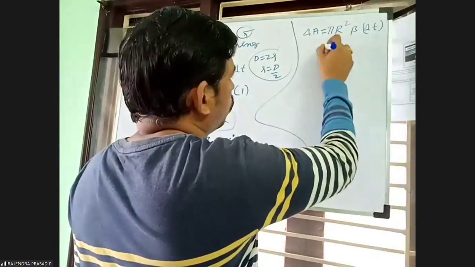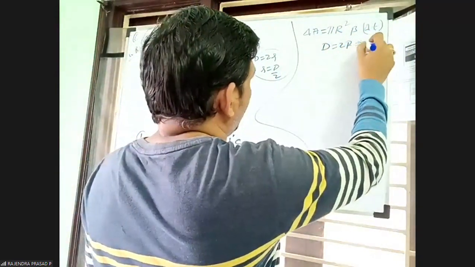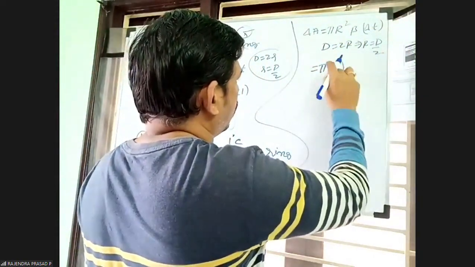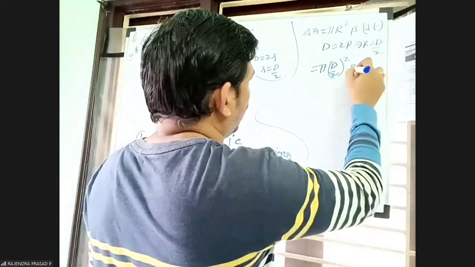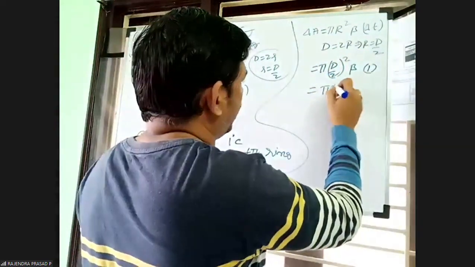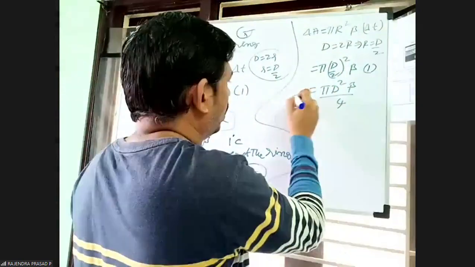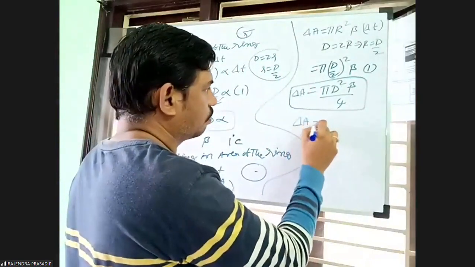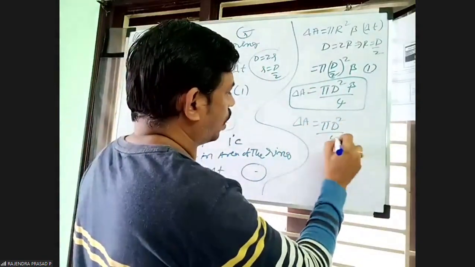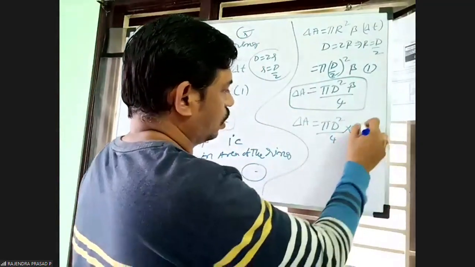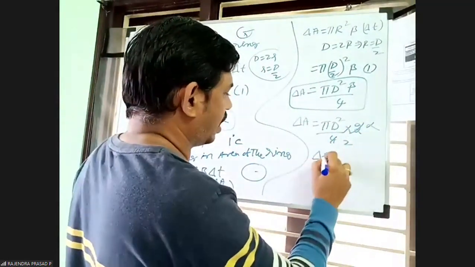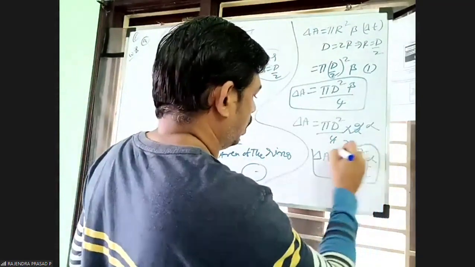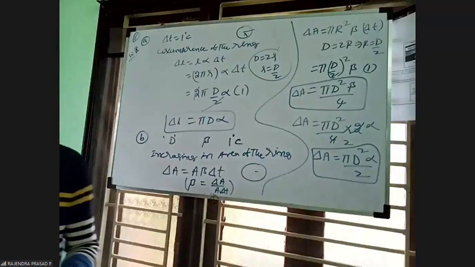D is equal to 2R, so R is equal to D by 2. So delta A is pi into D by 2 whole square into beta into 1, so pi D square beta by 4. Or in terms of alpha, beta means 2 alpha, so delta A is equal to pi D square alpha by 2. In terms of alpha it is pi D square alpha by 2, in terms of beta it is pi D square beta by 4.